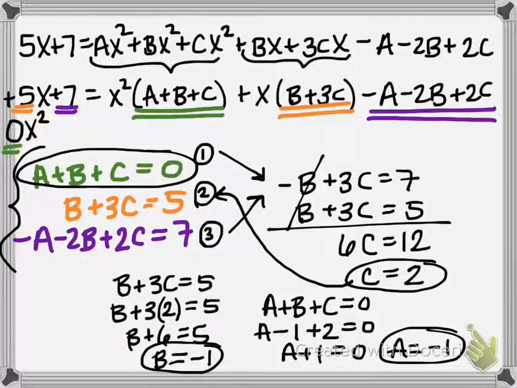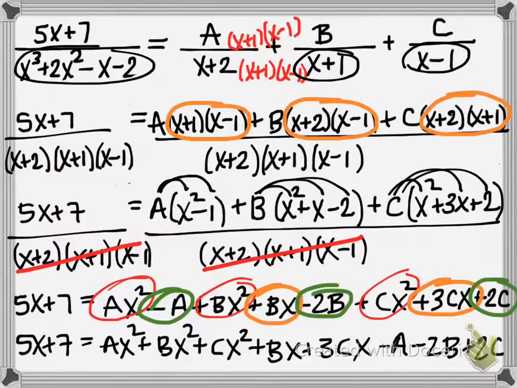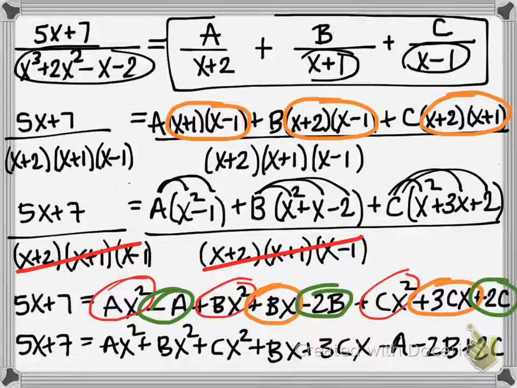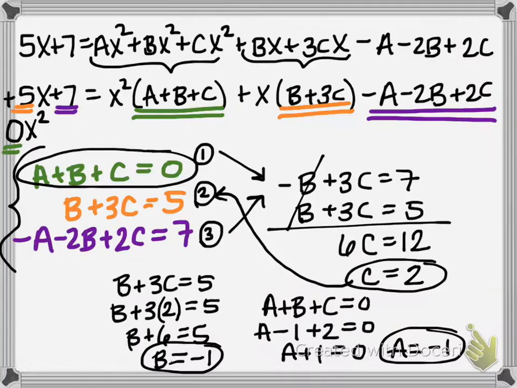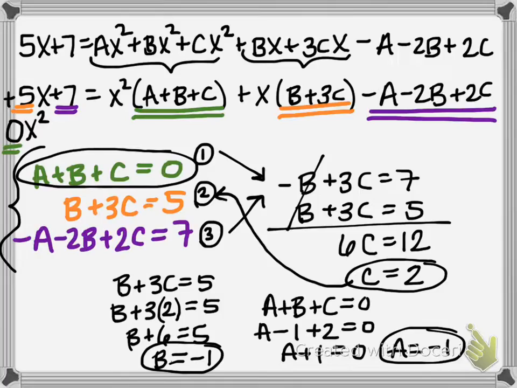Finally, how do you write your final answer? Well, you go back to the original problem and you take a look at your original 3 partial fractions that you set up way back at the beginning. So our partial fractions were a over x plus 2, plus b over x plus 1, plus c over x minus 1, and we'll substitute the values that we just found for a, for b, and for c. So it was a divided by x plus 2, and we got that a was negative 1, so that's going to be negative 1 divided by x plus 2.